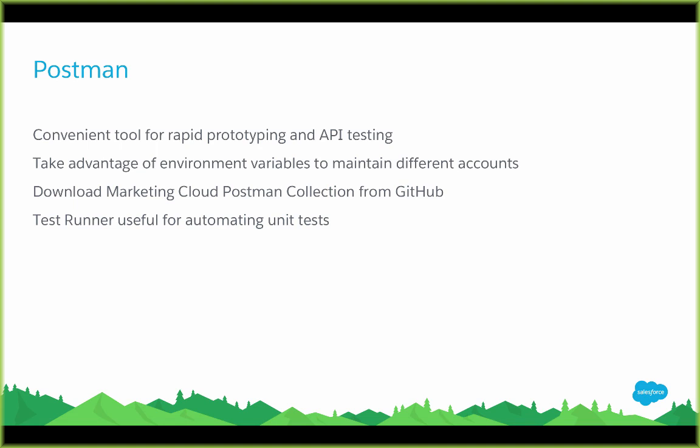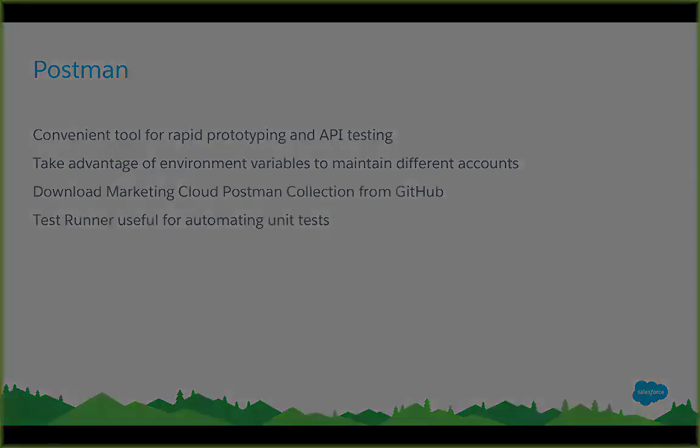And the helpful folks at Salesforce have actually created a Postman Collection containing, I think, around 52 popular API methods that you can use for both the REST and SOAP API. Postman also includes a test runner, which is extremely useful for automating unit tests. So let's go and take a look at Postman and how you can use it.